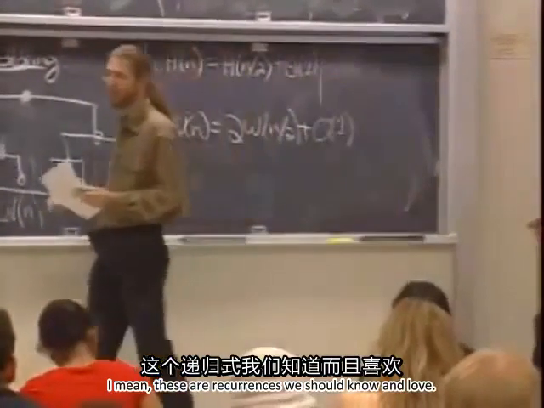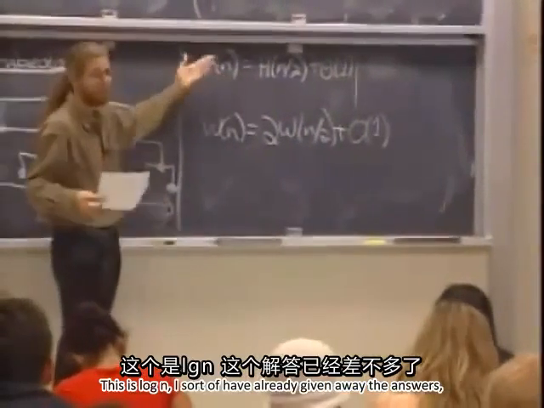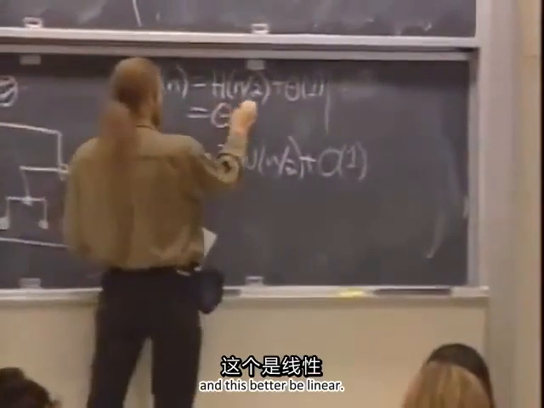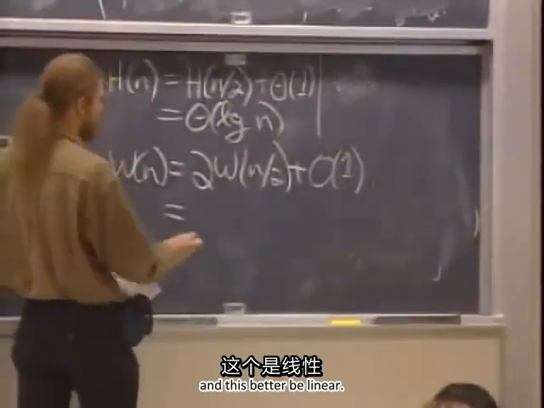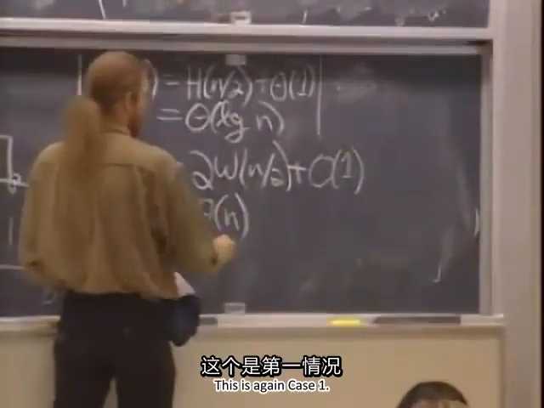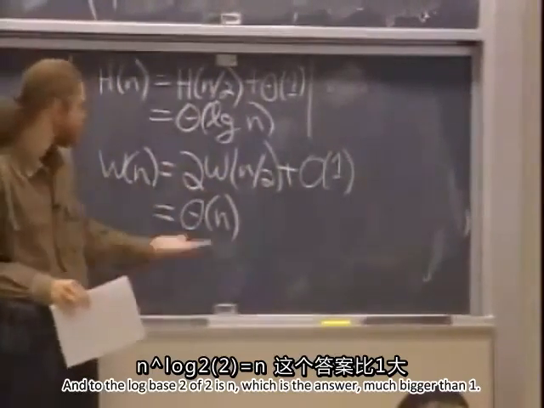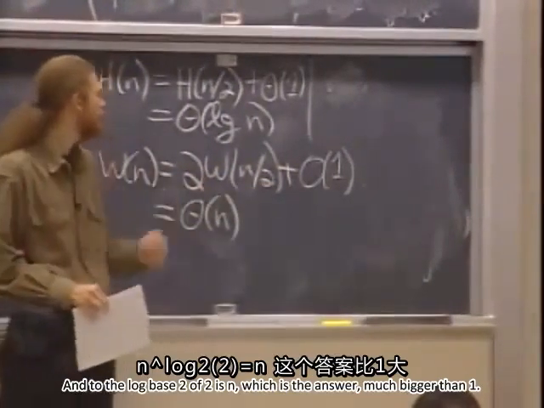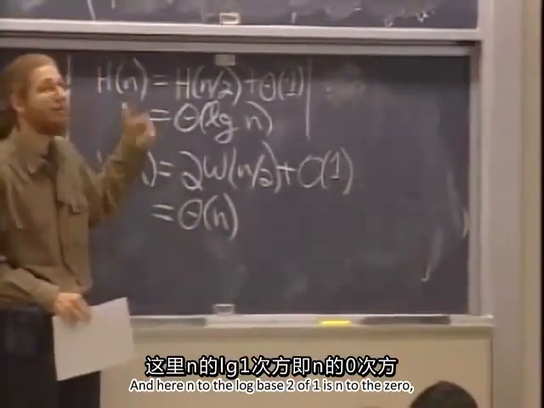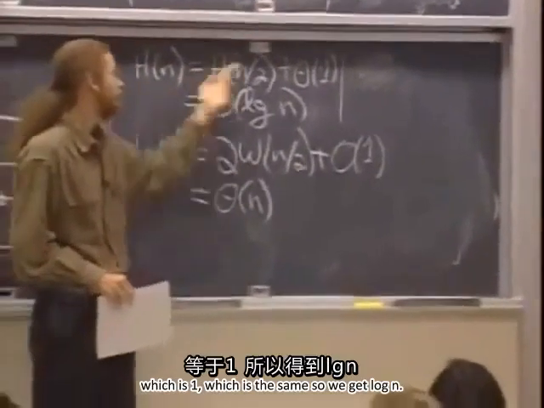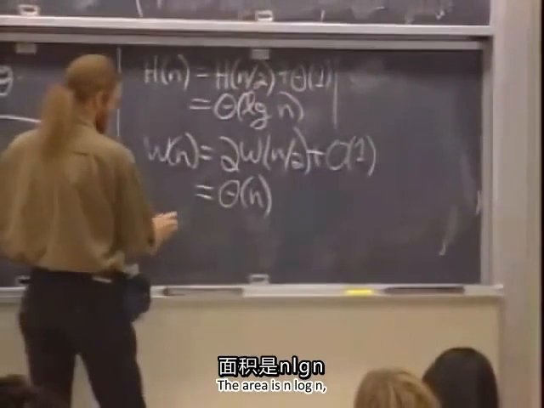I mean, these are recurrences we should know and love. This is log n. I've sort of already given away the answers. And this better be linear. This is, again, case 1. N to the log base 2 of 2 is n, which is the answer, much bigger than 1. And here, n to the log base 2 of 1 is n to the 0, which is 1, the same, so we get log n. Okay. So the area is n log n.